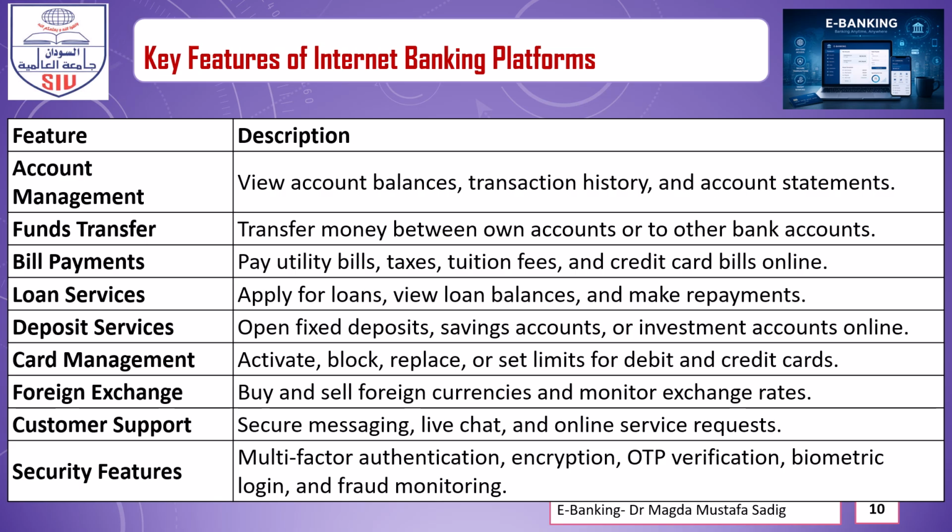Banks invest heavily in protecting customer information. Modern internet banking platforms use encryption to protect data while it is transmitted over the internet. They also use one-time passwords, commonly called OTPs, multi-factor authentication, or MFA, biometric authentication, such as fingerprint or facial recognition, and continuous fraud monitoring. These security measures work together to protect customers from cyber criminals and unauthorized access. When all these features are combined, internet banking provides customers with a banking experience that is fast, efficient, convenient, and secure.